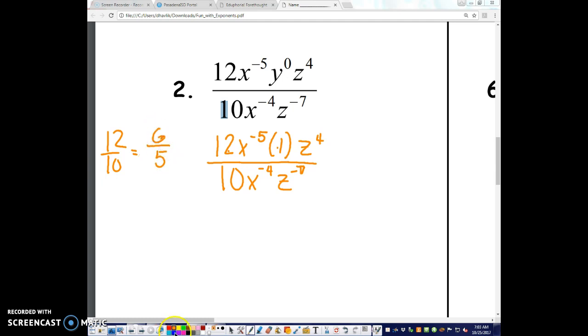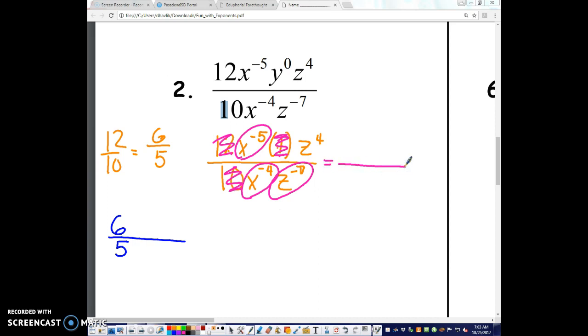So we know our new answer needs to have 6 over 5. Okay? So now, we've done the whole numbers, those are done. We need to figure out how to write the rest of it. Now, let's circle all our negatives. Those cannot be negatives. How can we make those a positive? We need to move them to the other side.